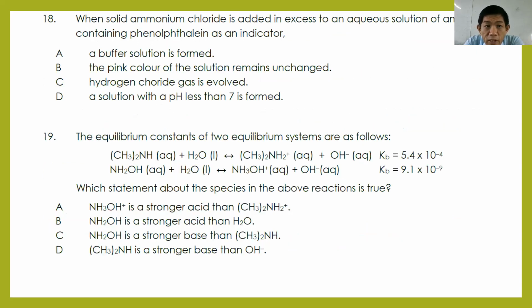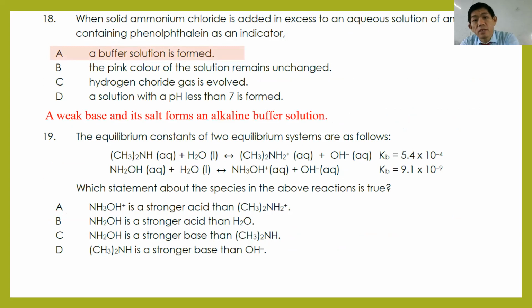Then number 18, when solid ammonium chloride is added in excess to an aqueous solution of ammonia containing phenolphthalein as indicator, what will be formed? So a weak base and the salt of the weak base form a buffer solution. So a buffer solution is formed.